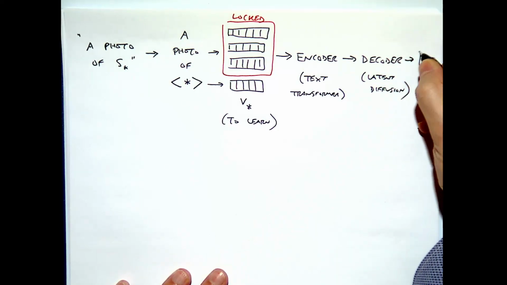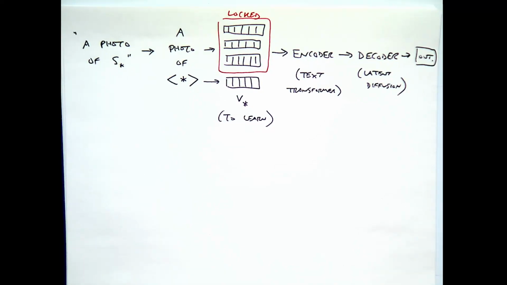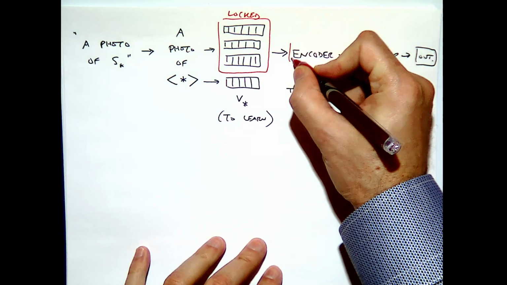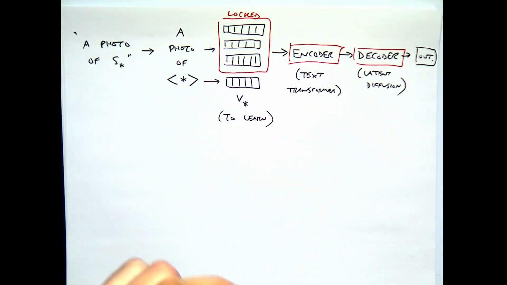And then I get my output image. And so the idea is that all this other stuff is also still locked, right? I don't want to retrain this. I don't want to retrain this. The only thing I want to do is learn this one embedding of this new concept.